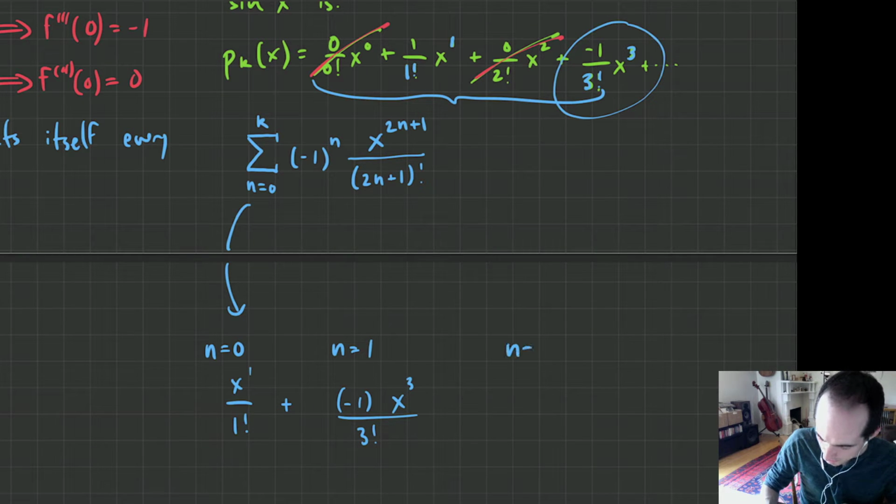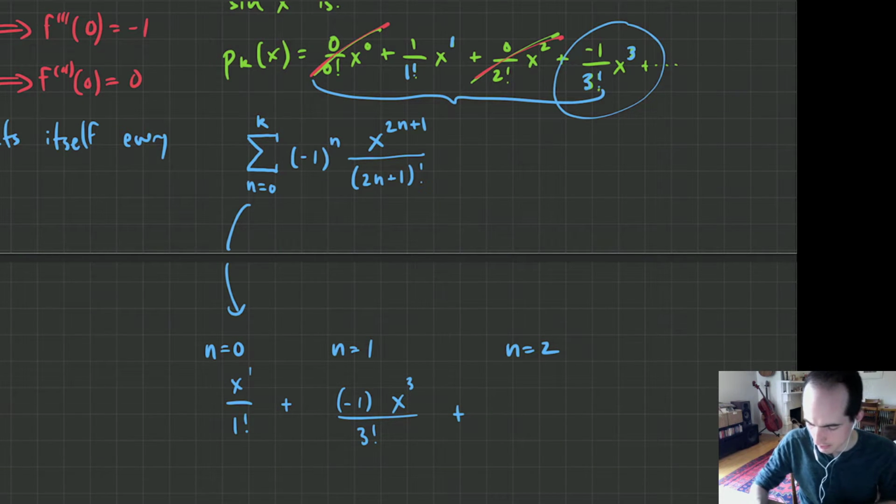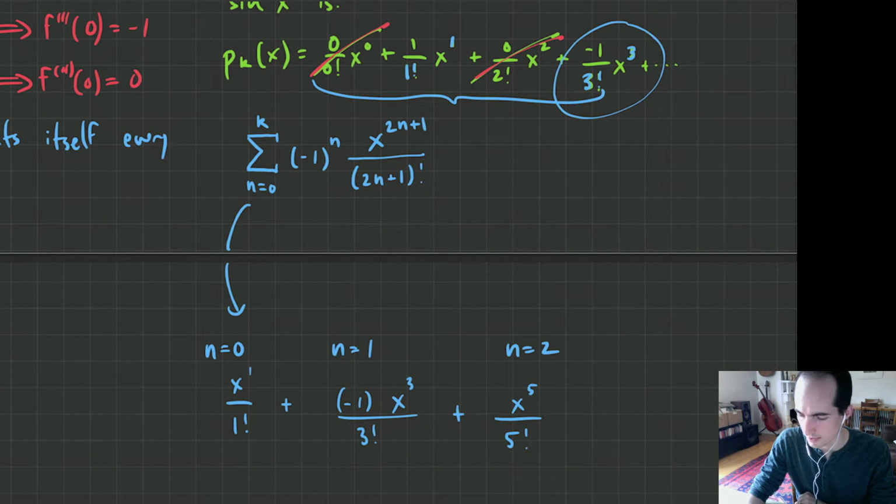The next one, when n equals 2, maybe you can see what's happening here. I'm going to get negative 1 to the power of 2, which is just positive 1, so I don't even have to write anything. I'm going to get x to the power of 2 times 2 plus 1, which is 5. And again, 2 times 2 plus 1 is 5, so we've got 5 factorial. That's what the next term would be, because the one after this would be 0, right? I would get 0 over 4 factorial times x to the 4. And the one after that would be positive 1 times x to the 5 over 5 factorial.